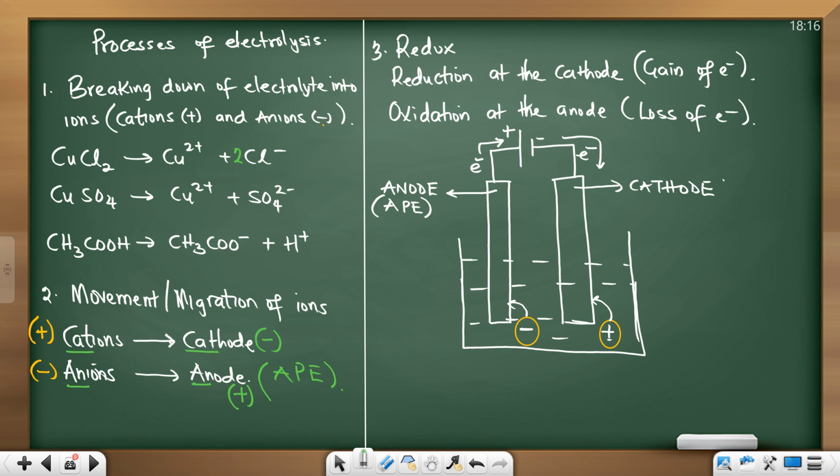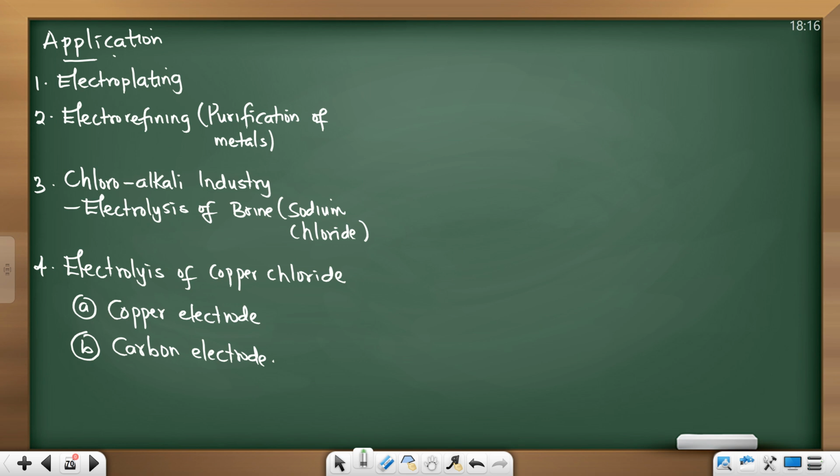Now, this is what we want to explain today: how this will then be applied. We said application. I want to look at these 4 cells. Please go with me, because I'll be repeating the same thing, but now we'll be seeing how it works in each of these cells. Today, let's start with electroplating.